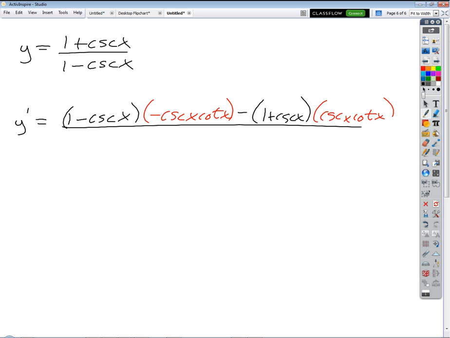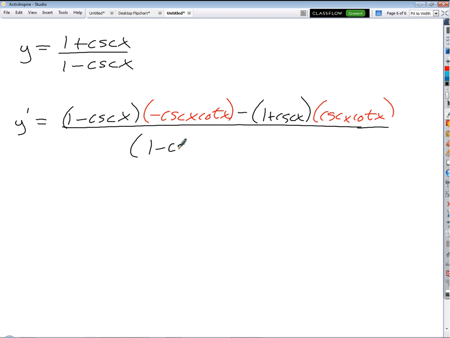Divided by 1 minus cosecant x squared. Okay, so that looks pretty bad, but do you see anything potentially happening there? Can we cancel? Yeah, looks like there's maybe some stuff going to cancel, right? So if I distribute all this stuff, I'm going to distribute this over that stuff, right?